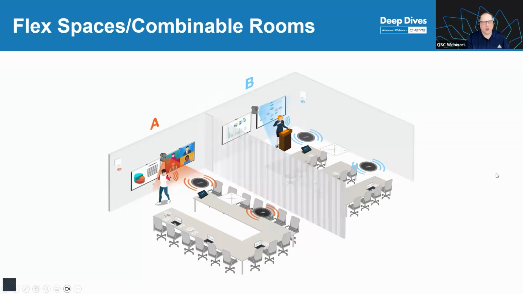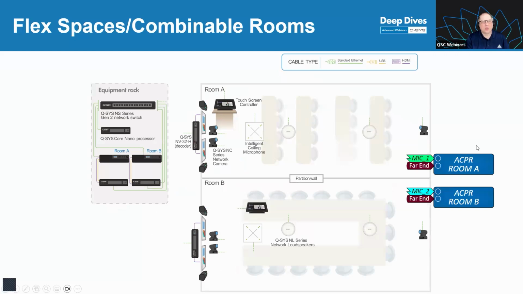No, actually, ACPR is great for those instances because we can use individual ACPR plugins for each one of the room configurations. So in this case, we've got a Core Nano, and the Core Nano is operating the room. It's acting as a core for all of the rooms that are part of the combinable scenario. We are sharing video, we are sharing audio because we've got some TCC2s up in the ceiling. We've got some ceiling speakers. We've got some cameras, our NC series cameras, both primary and secondary at the displays, as well as a camera at the rear of the room.